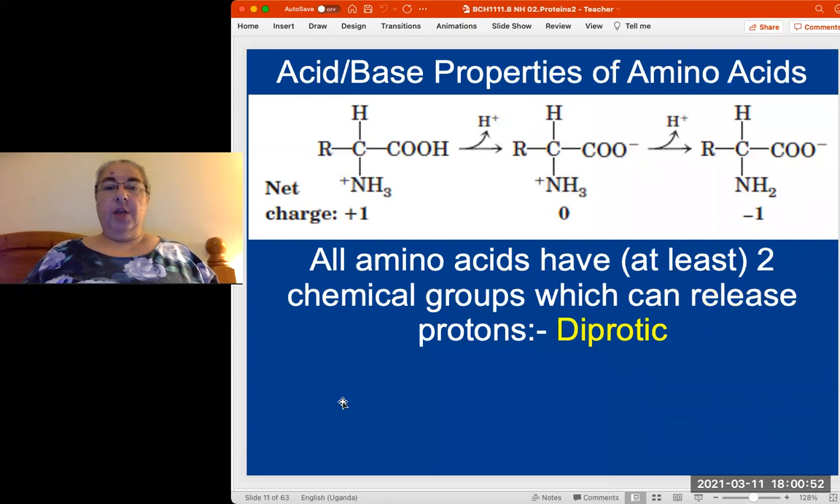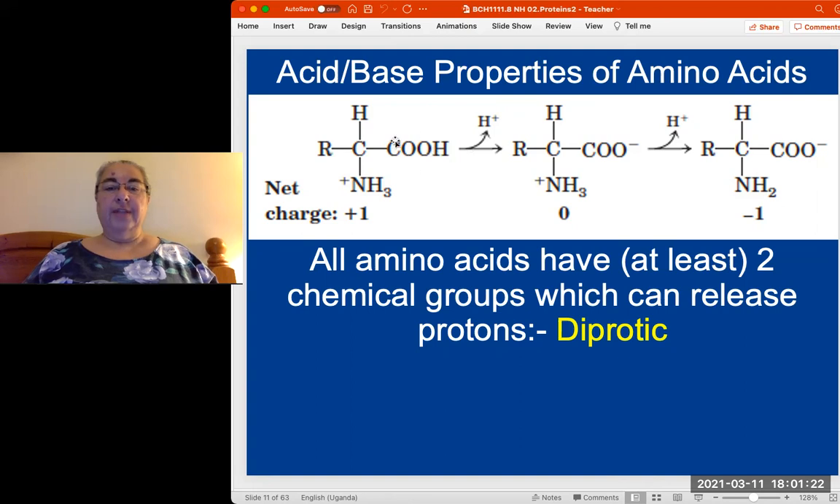Okay, so all amino acids have at least two chemical groups which can release protons. So here is an amino group with a net charge of +1. A proton is released. Sorry, first of all, we're looking at the carboxyl group.